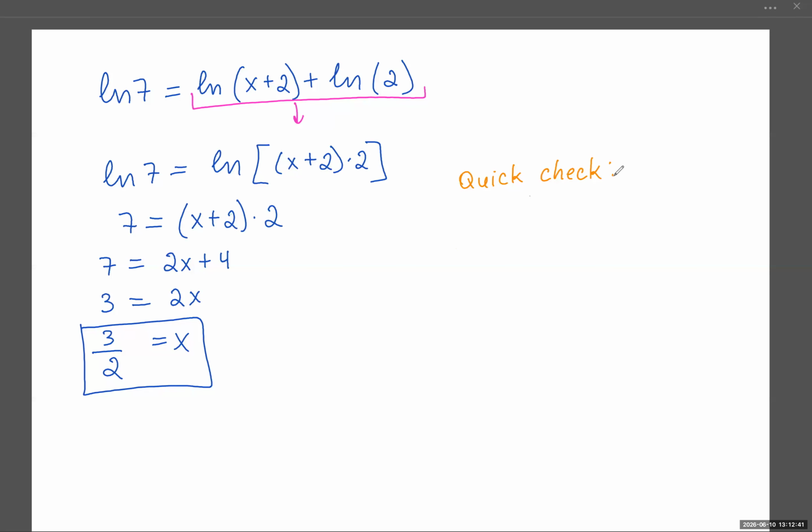If your log does not have an x, you don't have to check it since it's not going to change. So we just need to check this one, ln of 3/2 plus 2. Now that's the same as ln of, that's 2 plus 1.5, so it's 3.5. This number is bigger than 0, it's positive, so it's okay. Which means x equals 3/2.